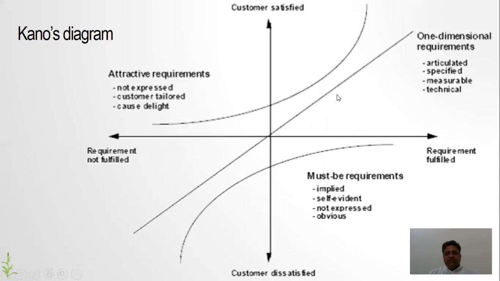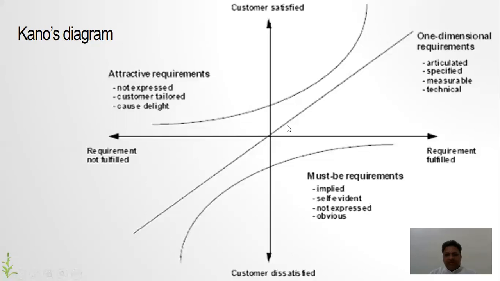So continuing that, if you see here at the top right corner, one-dimensional requirements, that is articulated, specified, measurable, and technical. So whatever the data is there, it is very much articulated, specified to the need, and it is measurable in terms of some values, unit of measurement, and it is purely a technical one. But at the same time, you see at the top left corner, that is attractive requirements, not expressed, customer tailored, or cause delight.